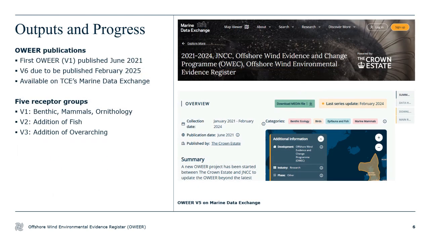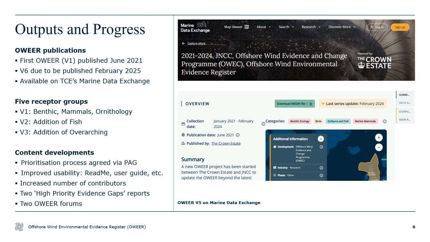Since the project has been running, the OWEER has hit multiple milestones. Alongside a project advisory group of stakeholder organizations, the first OWEER was created and then published in June 2021. Since then, 4 more versions have been published, with version 6 due to be published on the Marine Data Exchange this month. The OWEER originally started with only 3 receptor groups, and there are now 5 receptor groups, and within each of these, hundreds of evidence gaps and research projects have been documented. We have also created a prioritization process for evidence gaps and the overall quality assurance process with the project advisory group.